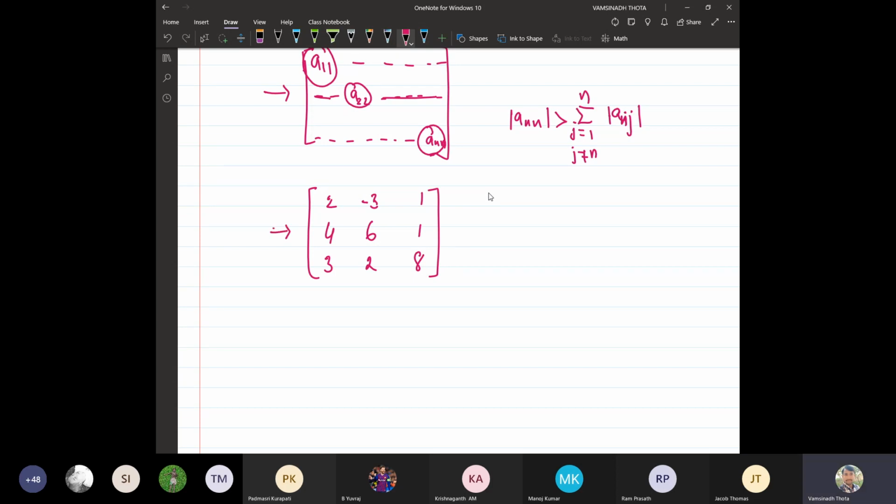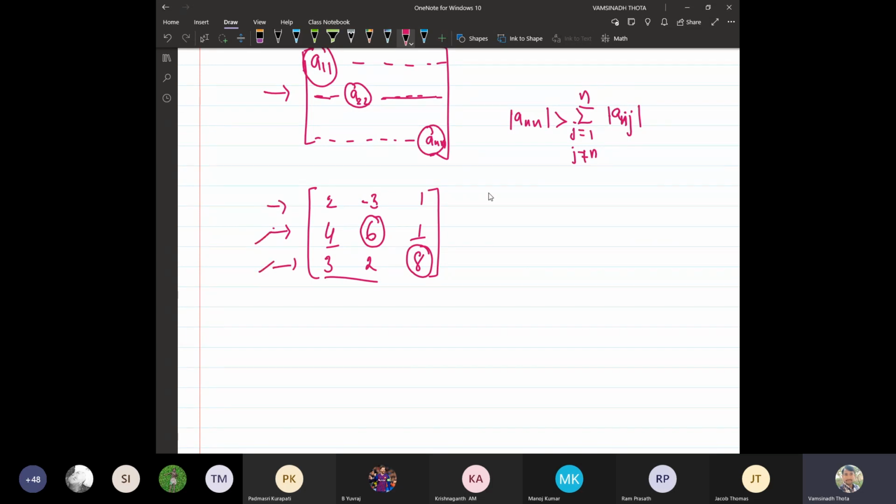You look at the second row. In the second row, the diagonal element is 6 and the sum of the remaining elements is 5. So A22 is strictly bigger than the sum of the others. Okay, right. Now what about this one? 3, 2, 8. What is the diagonal element? 8 is the diagonal element here, and it is strictly bigger than the sum of the non-diagonal elements in modulus also. So for R2 and R3, that is fine.